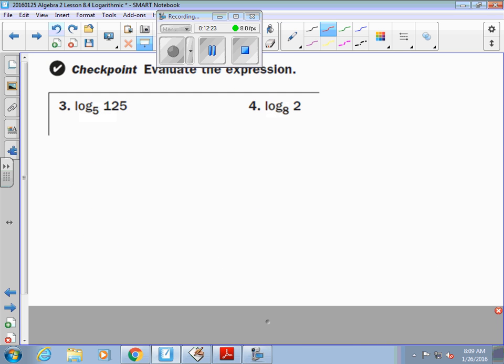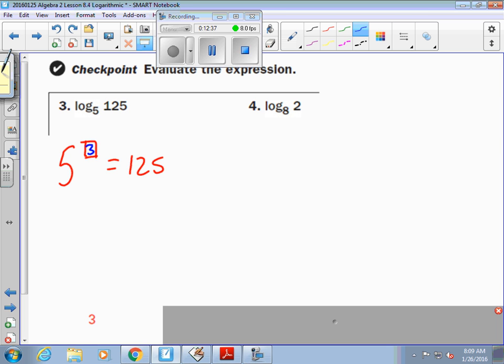Then we have two checkpoint problems. It says log base 5 of 125 is what? So 5 to the what power is 125? This should be a simple one. You know that 5 to the third power is 125. And log base 8 of 2. So base 8 of what? Or I'm reading it wrong now because I'm trying to write it and talk at the same time. But log base 8 of 2 is what?